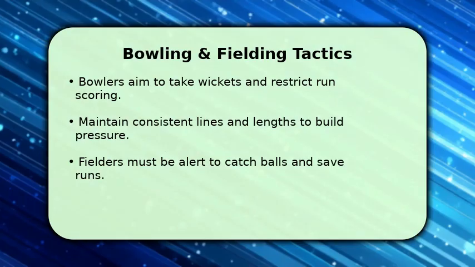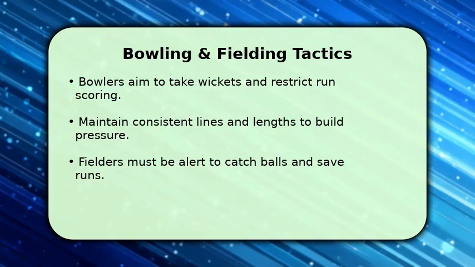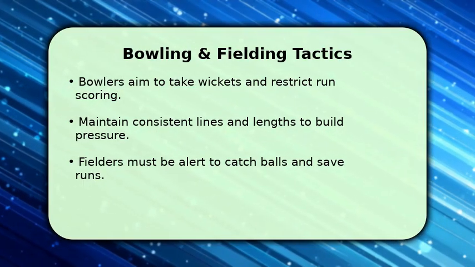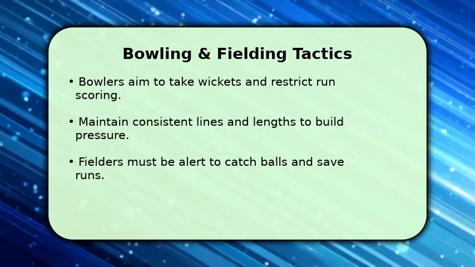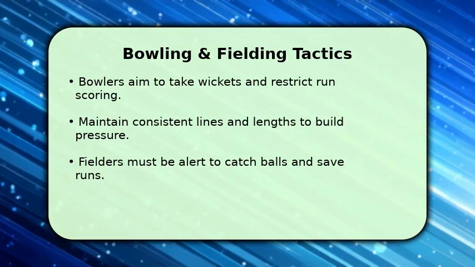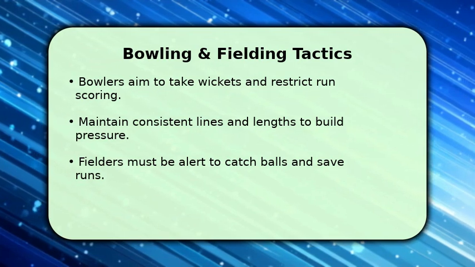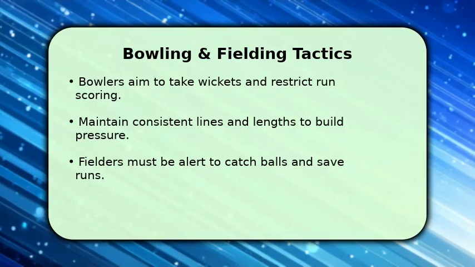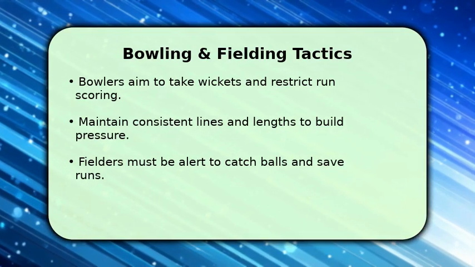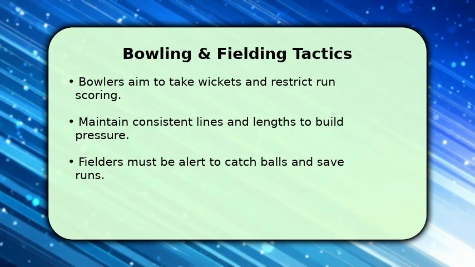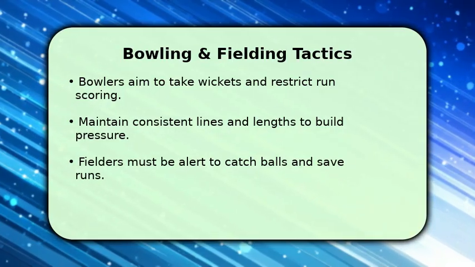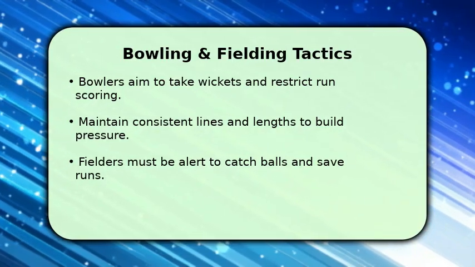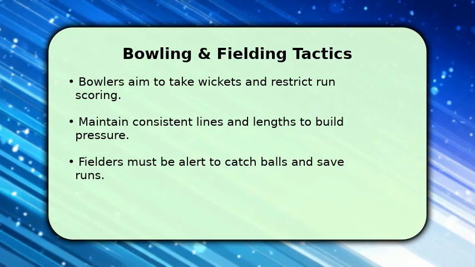As a bowler, your objective is to take wickets and limit the opposition's run rate within the session. Delivering consistent lines and lengths is key to building pressure and forcing errors from the batters. Fielders play a vital role, needing to be sharp and agile to take catches and prevent runs. Effective communication and teamwork among all 11 players are essential to create wicket-taking opportunities and control the flow of the game.